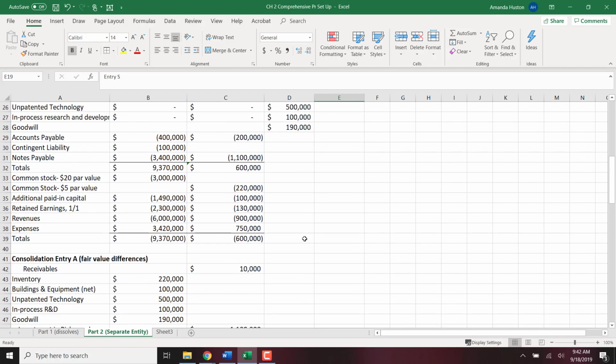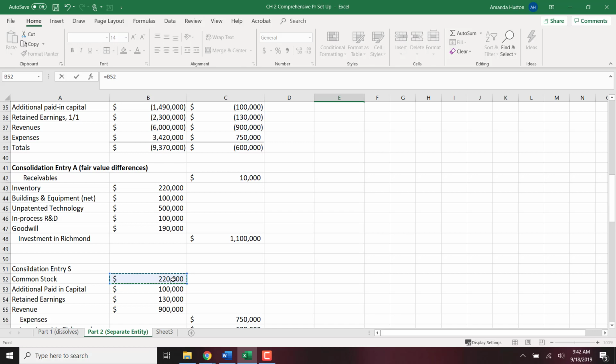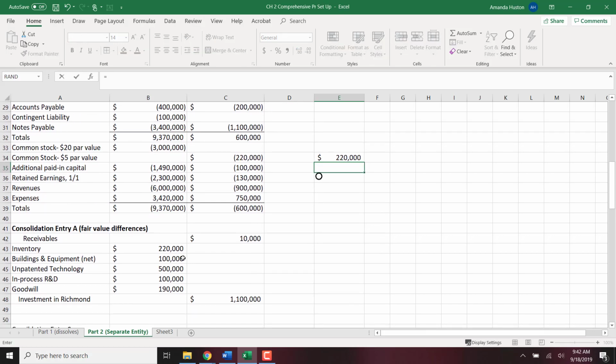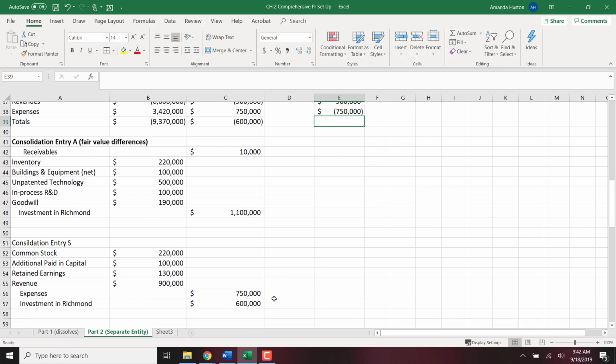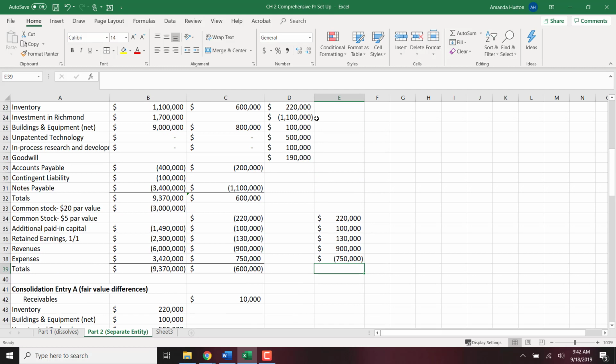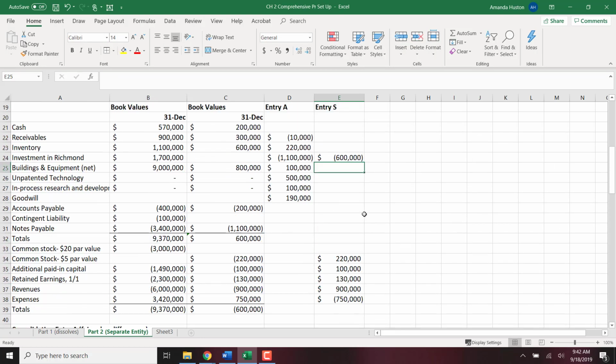So entry S. Since it's in a negative form, the positive will subtract from it. We're going to do additional paid in capital. We're going to do retained earnings. We're going to do revenue. We're going to do expenses, but that's going to be a negative number because it's a credit right here. And then we're going to do 600,000 to the investment account. So we're going to subtract the investment account.